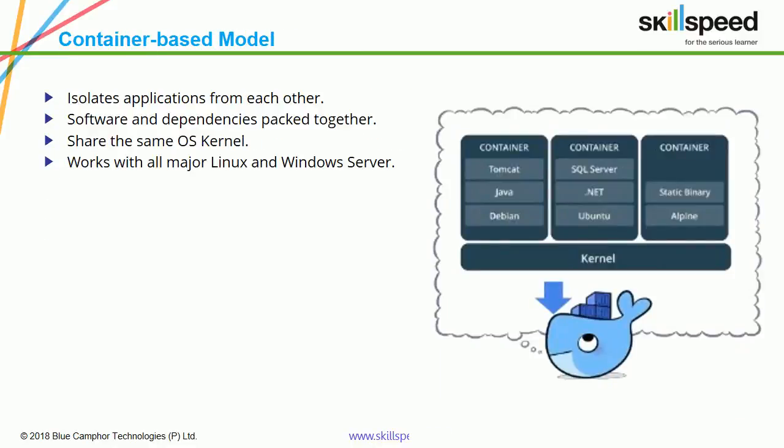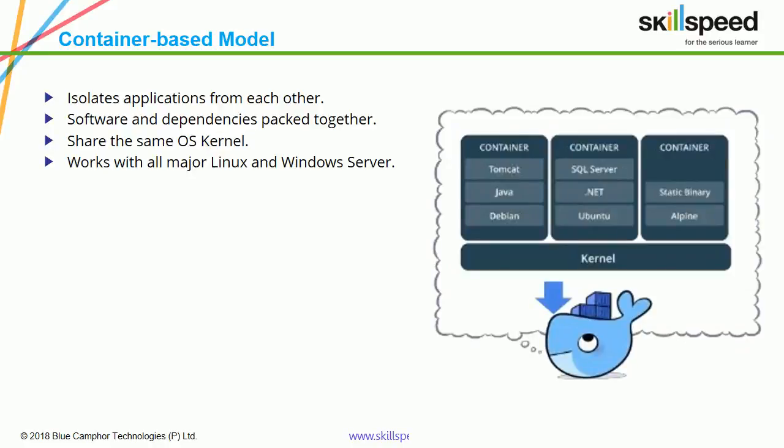Now, one level next, if we talk about the container-based model, in this model you have isolation of applications from each other at the OS level. If you talk about the hypervisor based model, there we have the virtualization at the hardware level. In case of containers, we have the virtualization at the operating system level.